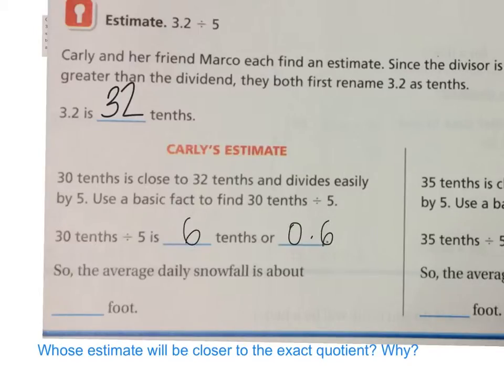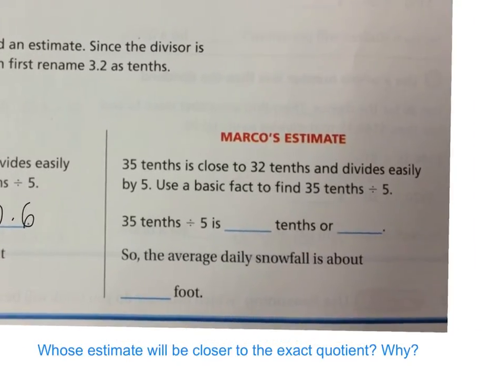Okay. So she said, I know that the average daily snowfall is about how many feet? 6/10 of a foot. Very good. Now her friend Marcos has a different way of thinking.